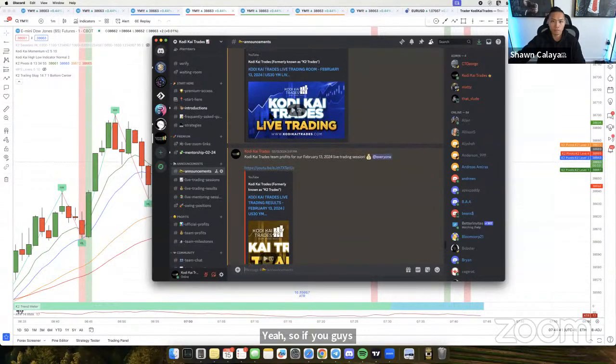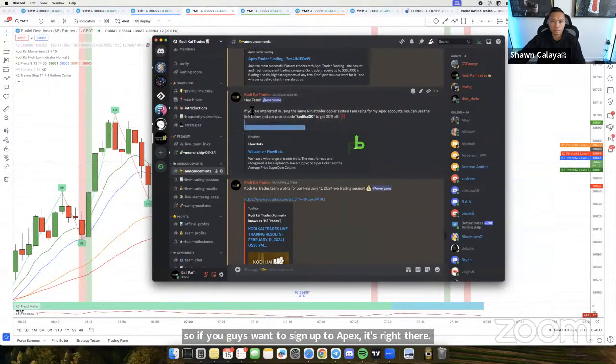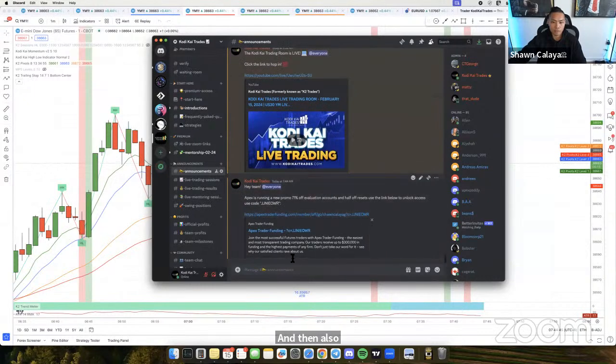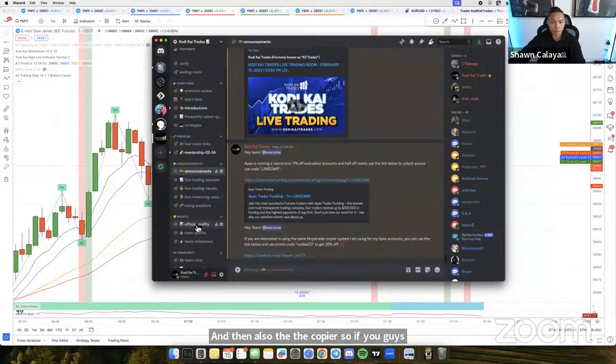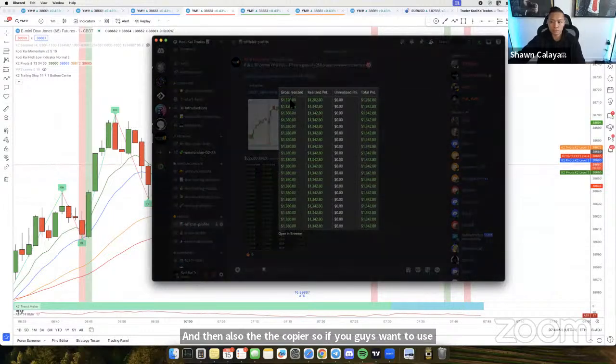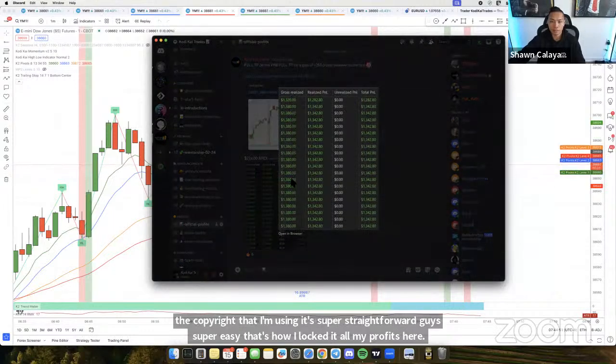And then also the copier. So if you guys want to use the copier that I'm using, it's super straightforward, guys, super easy. That's how I locked in all my profits here. I just took the trade on this account, the first one, and then it copied to all my other accounts.